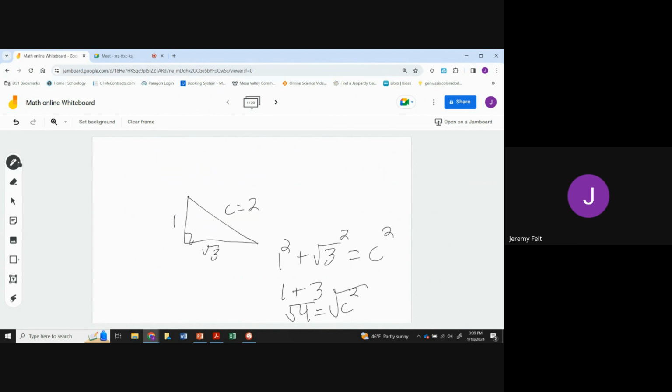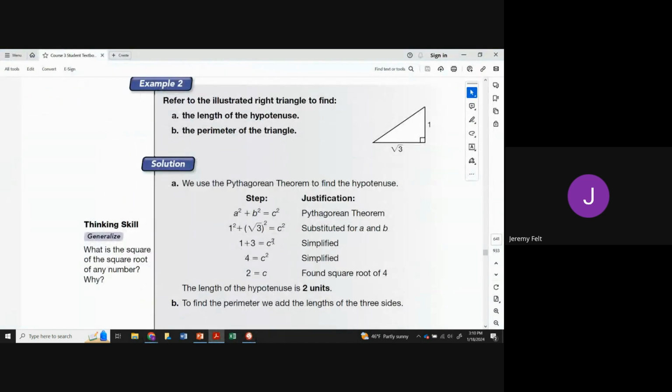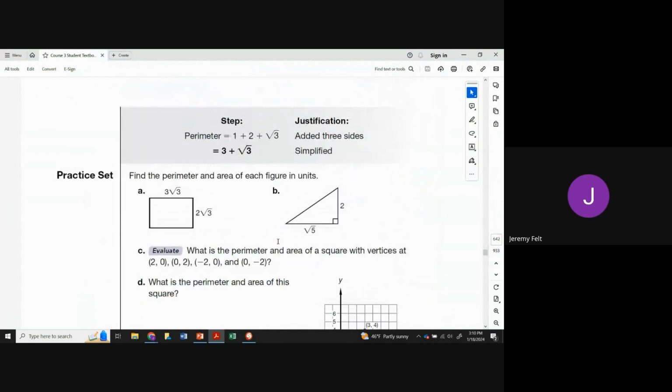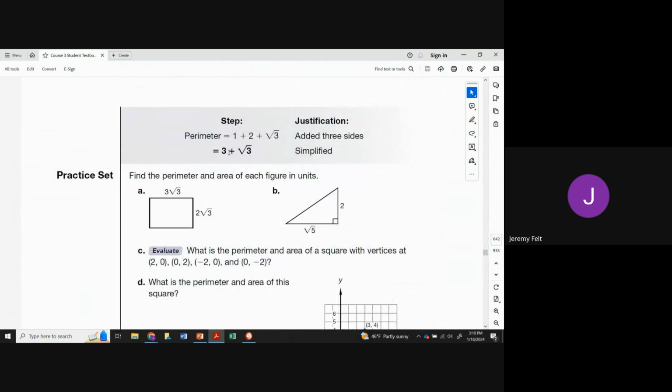And this is one of the 30, 60, 90 special right triangles that we talked about. And they have these ratios. So 1 to root 3 to 2. So the perimeter, 1 plus root 3 plus 2. Add these together, we get 3 plus root 3. And we just leave it as that. 3 plus root 3. We're not multiplying, so we can't call it 3 root 3. We just have to leave this 3 plus root 3.